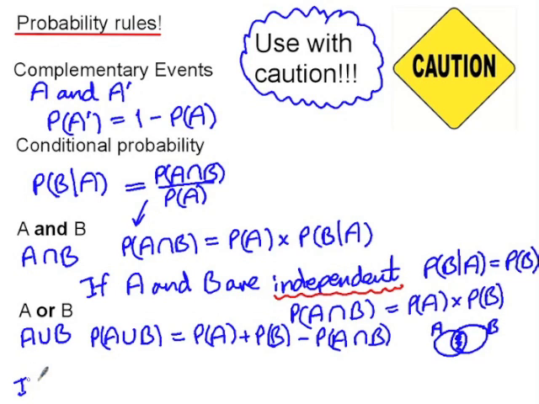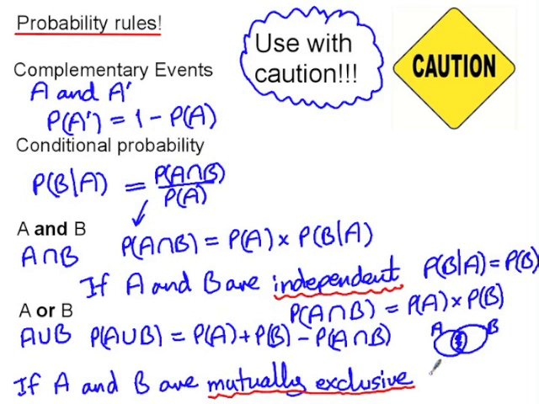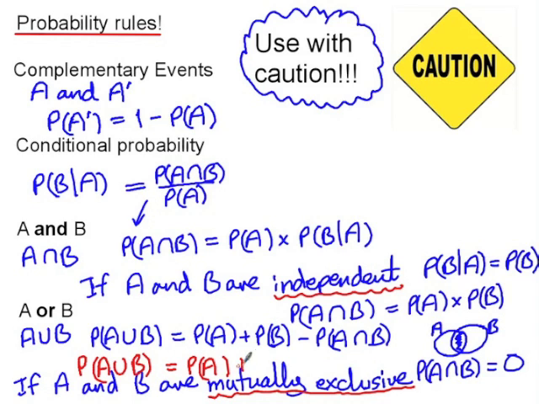However, if A and B are mutually exclusive, the probability of A intersect B is 0. There is nothing in this middle bit, the overlap. And so we can rearrange that formula. The probability of A union B is equal to the probability of A plus the probability of B, because the intersect of A and B is 0. Only if A and B are mutually exclusive can we say that the probability of the union of A and B is equal to the probability of A plus the probability of B.